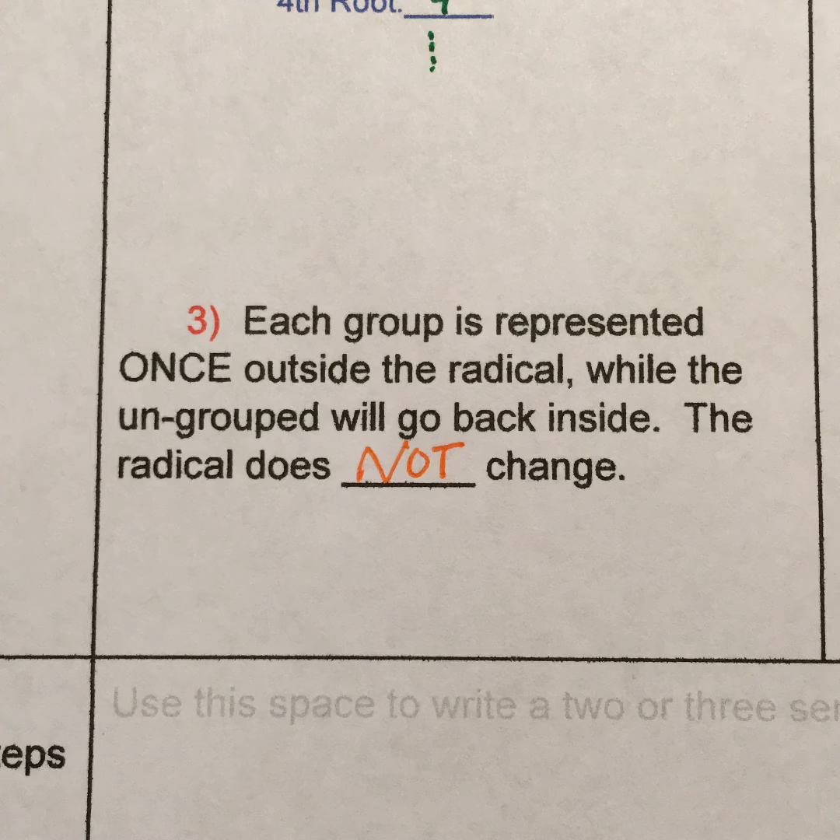The last step is a skill that we have seen before. It is that we will write each group once outside of the radical, ungrouped numbers inside, and the note that we need to make for this particular process is that the radical does not change. So that 3 that I had for a cube root will still be there at the end of this problem, unless, of course, there's nothing left inside for it.